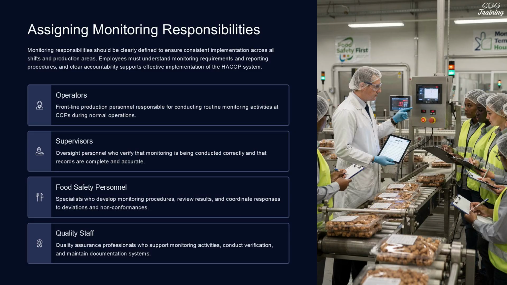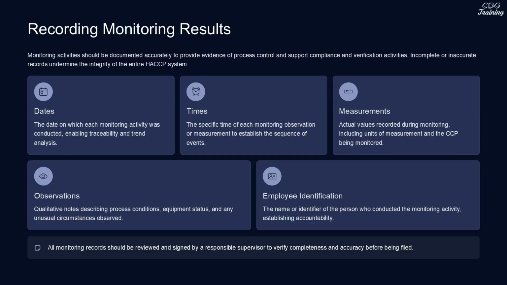Monitoring responsibilities should be clearly defined to ensure consistent implementation across all shifts and production areas. Employees must understand monitoring requirements and reporting procedures, and clear accountability supports effective implementation of the HACCP system. Monitoring activities should be documented accurately to provide evidence of process control and support compliance and verification activities. Incomplete or inaccurate records undermine the integrity of the entire HACCP system.